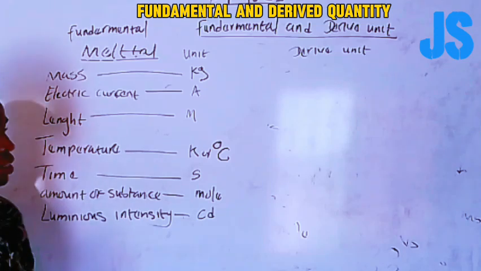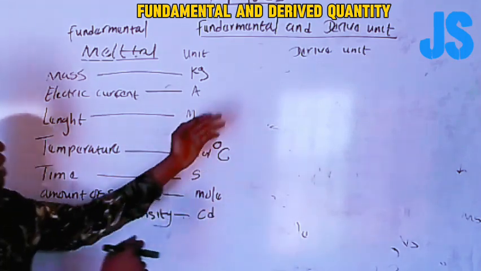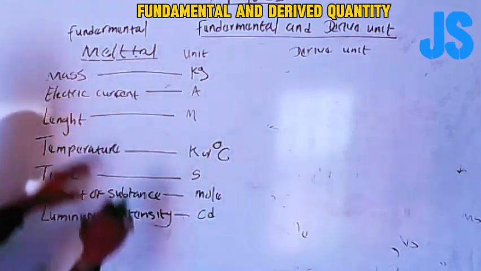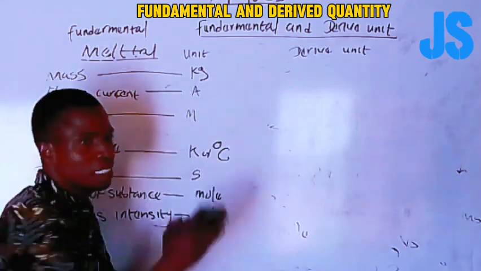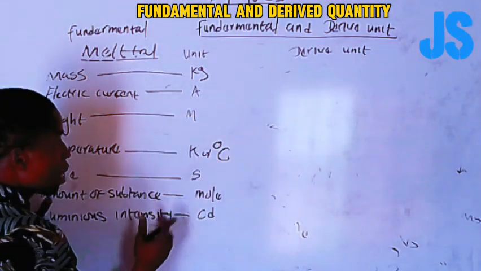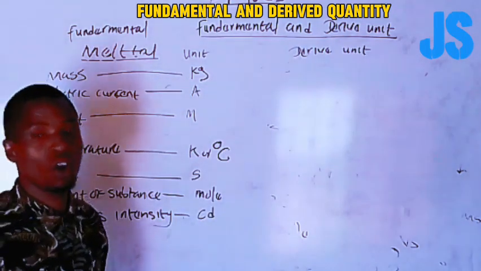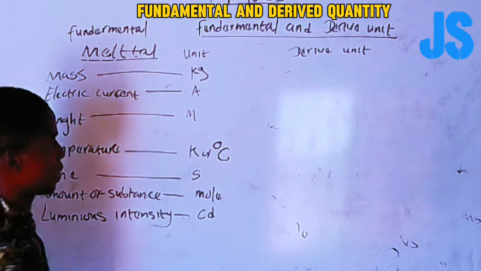Now, from the fundamental quantities, let us move to derived quantities. We use the fundamental quantities to form derived quantities, one after the other. Now, how can we do that?